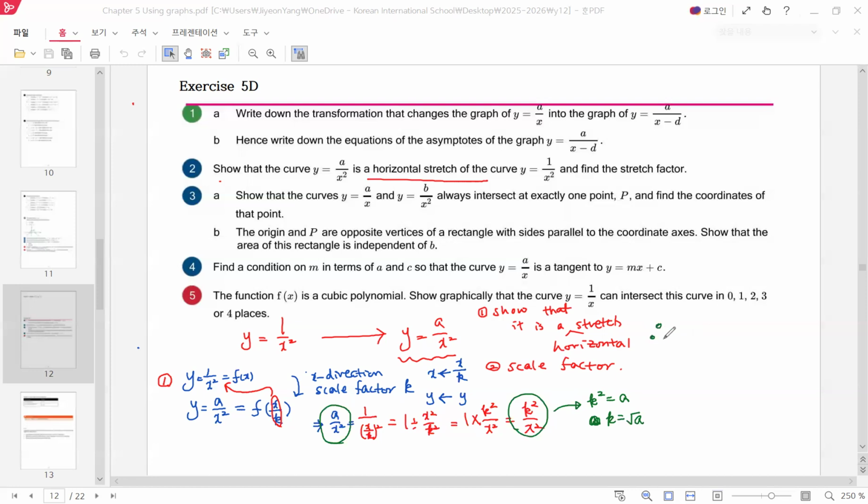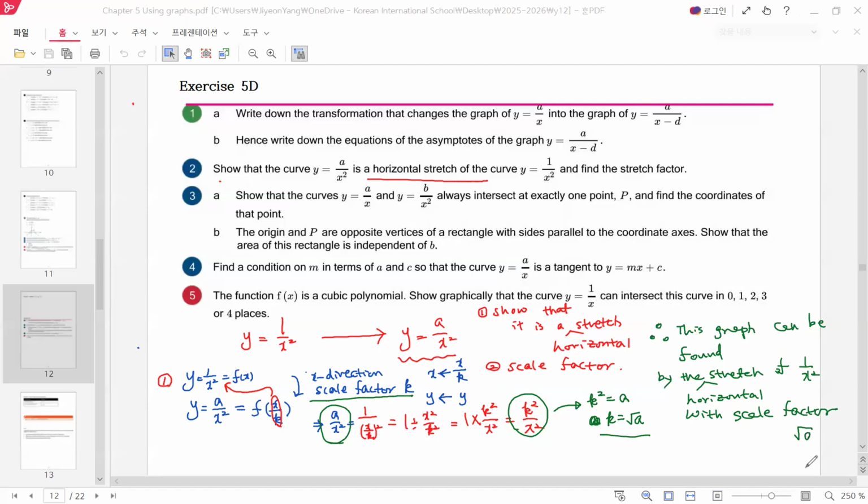Therefore, this graph can be found by the horizontal stretch of 1 over x squared with the scale factor k, which is square root a. This is the answer.